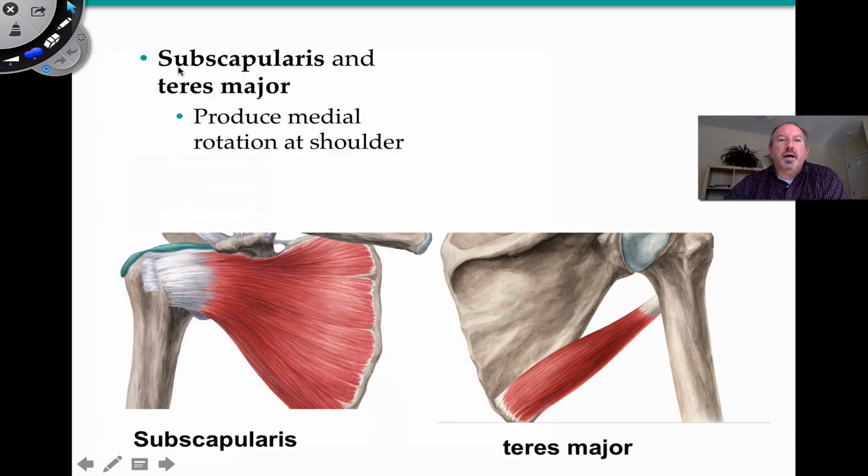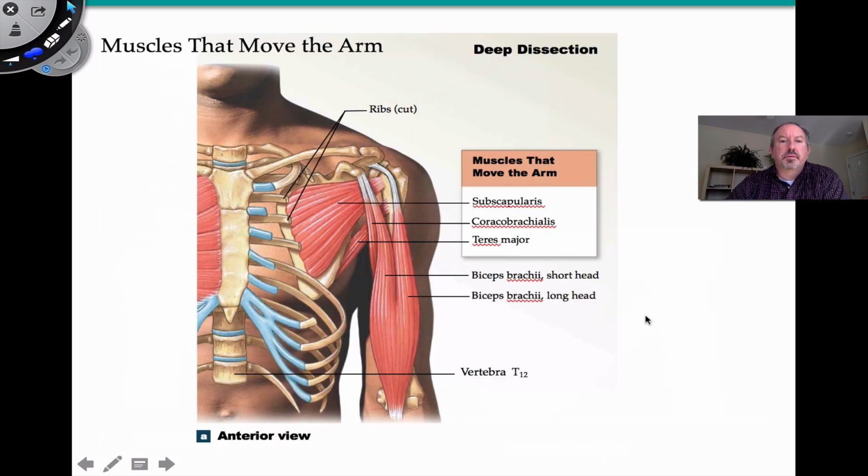And then we have your subscapularis and teres major. They produce a medial rotation at the shoulder. And here's your subscapularis right there, and teres major, connected right here to the scapula. These are muscles, again, that are moving the arm. And here you can see those muscles that I was just mentioning.